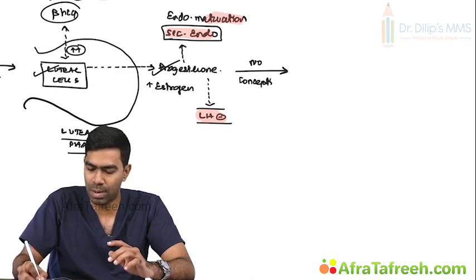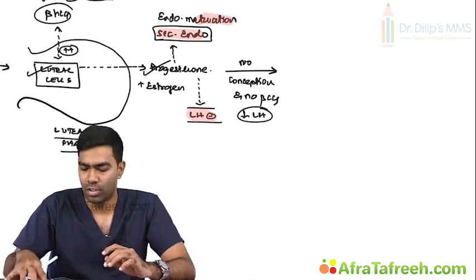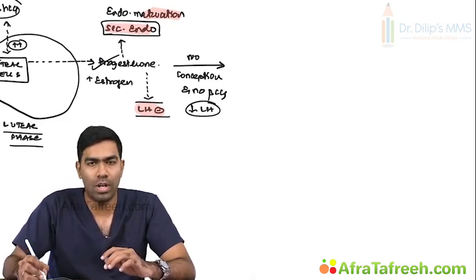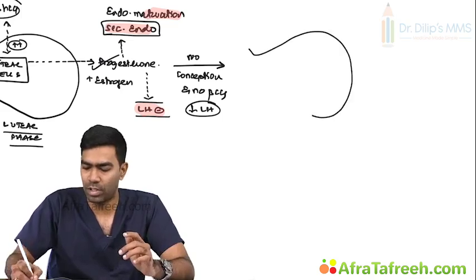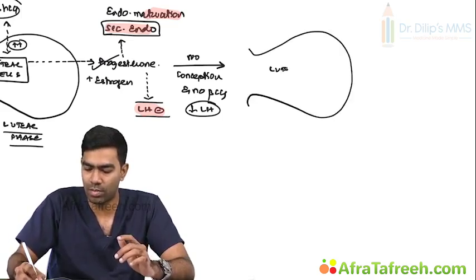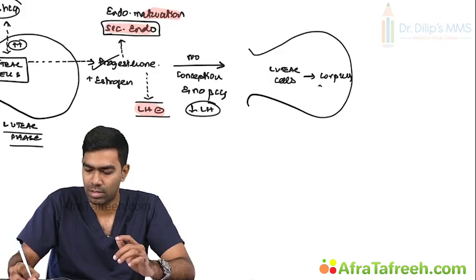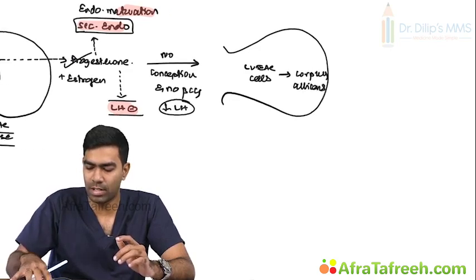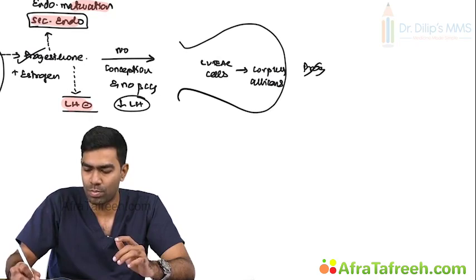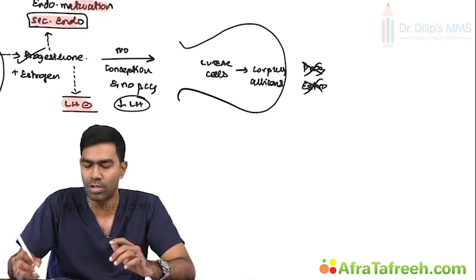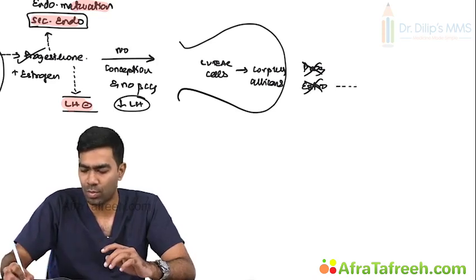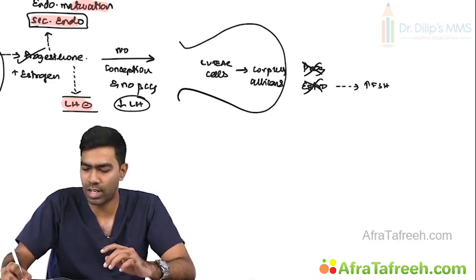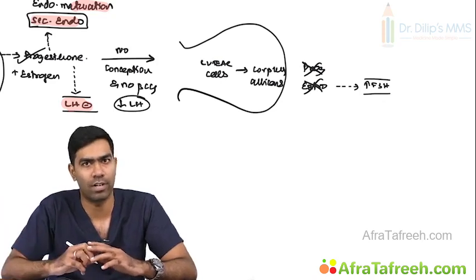If there is no conception happening and no beta HCG, and with declining LH, this declining LH will result in loss of support to the luteal cells, and these luteal cells will turn into dead cells, called corpus albicans. This corpus albicans will no longer be able to produce progesterone or estrogen. So this loss of estrogen once again will result in FSH, and the continuation of the next cycle, and the follicular phase will start again.